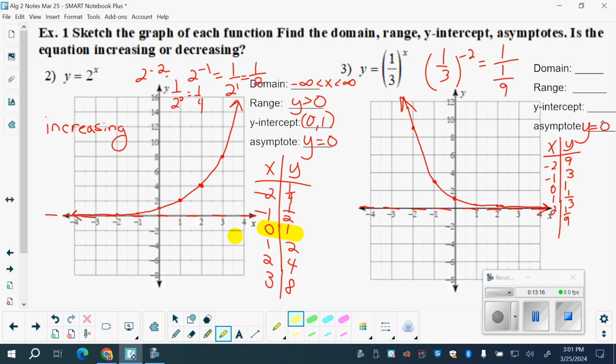Okay, what's our y-intercept on this one? Can we give it as a point? (0, 1). Domain? Yep. And then what's our range? Good. Does that make sense? Y is greater than 0. Why is it not equal to 0? Why is it just greater than, not greater than or equal to?